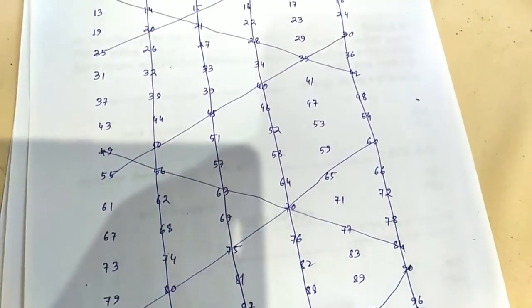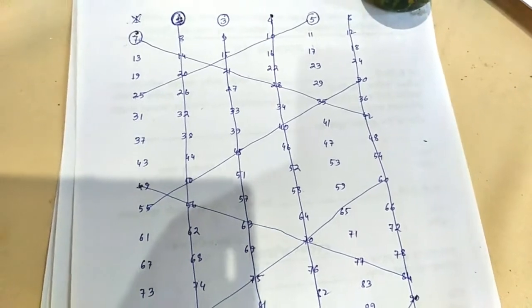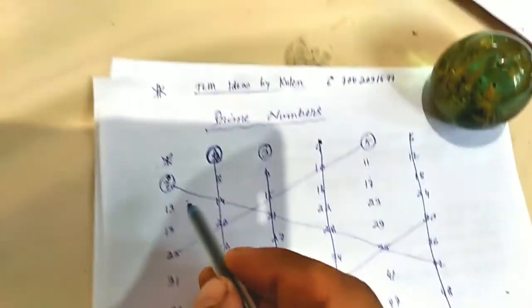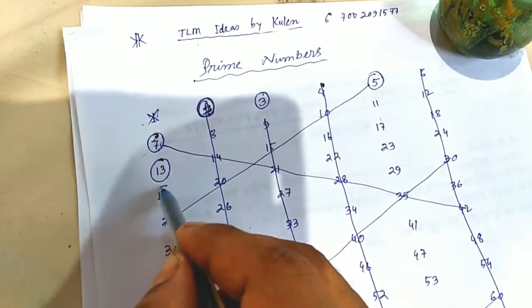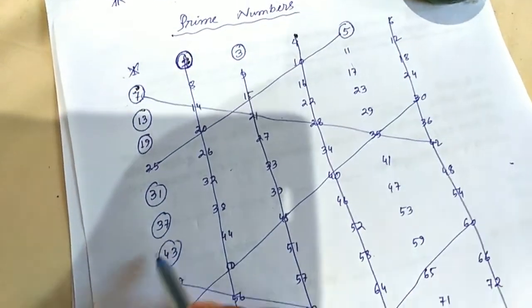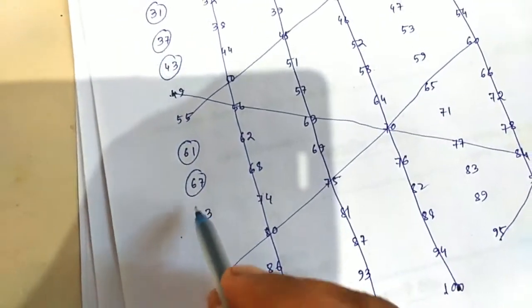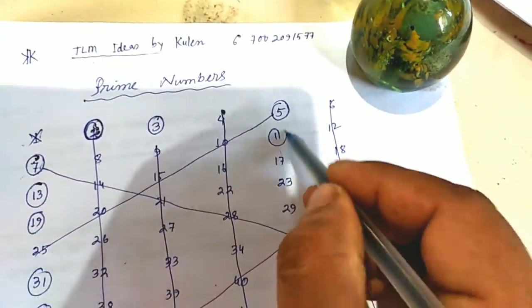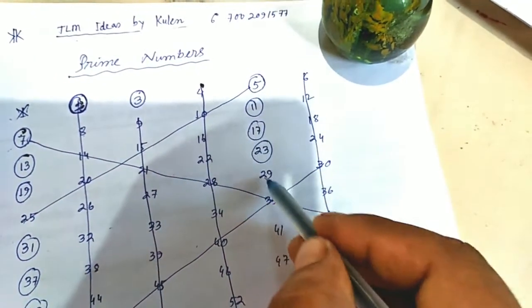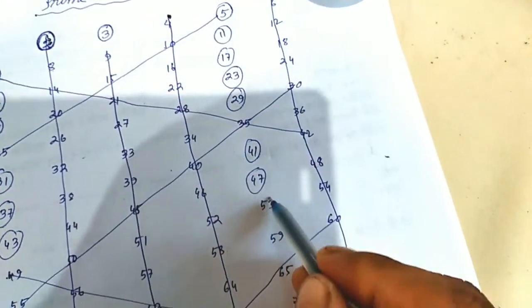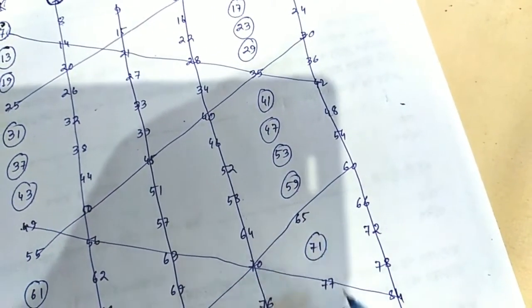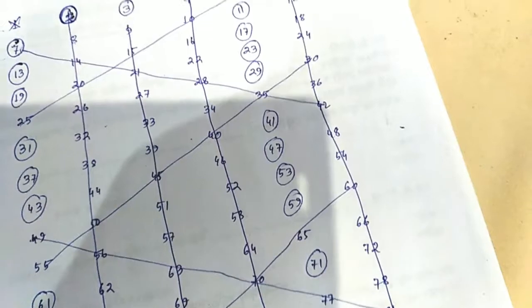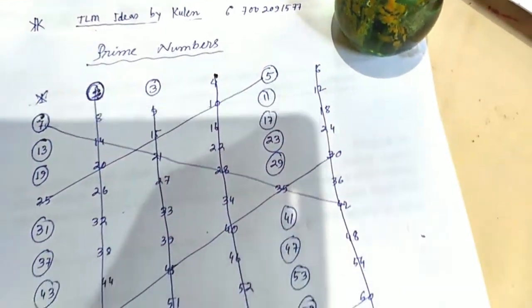So we have already cut all the numbers which are divisible by some numbers. So what are the remaining numbers? Let us make it round. This one: 31, 37, 43, 61, 67, 73, 79, 97. Then these are all cancelled. Remaining here: 11, 17, 23, 29, 41, 47, 53, 59, 71, 83, 89. Then all are cancelled, so only these numbers remain.